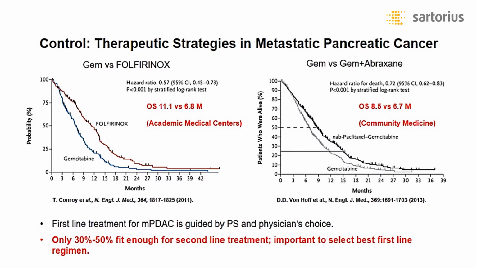And so again, on the left, you're comparing a single agent chemotherapy called gemcitabine to a group of 3 chemotherapies, FOLFIRINOX, and on the very right, it's gemcitabine compared to gemcitabine with paclitaxel that's formulated with albumin. It has a trade name Abraxane.